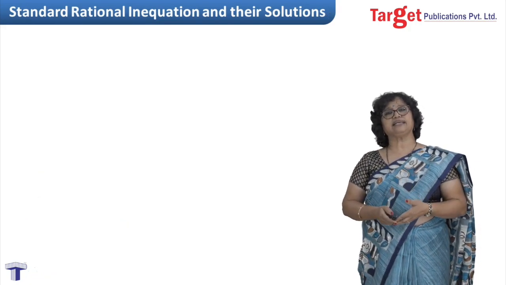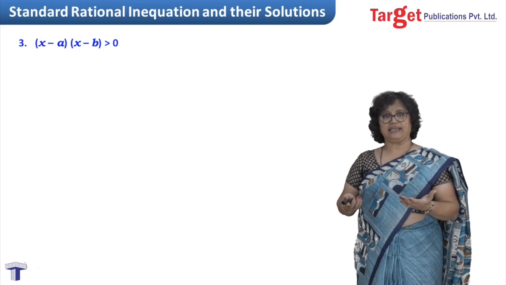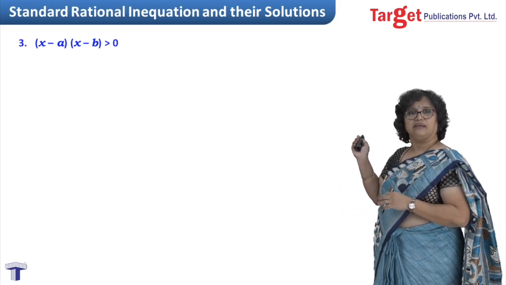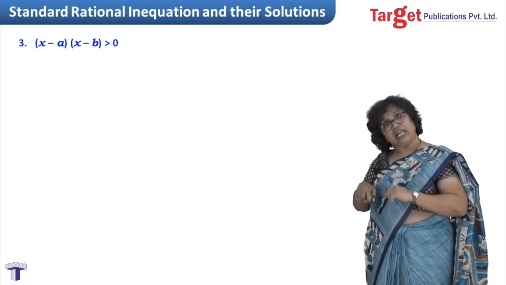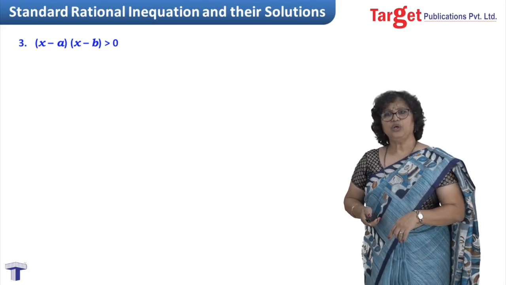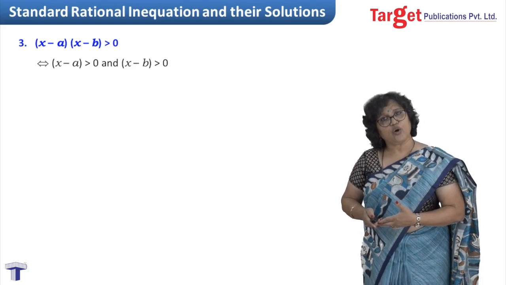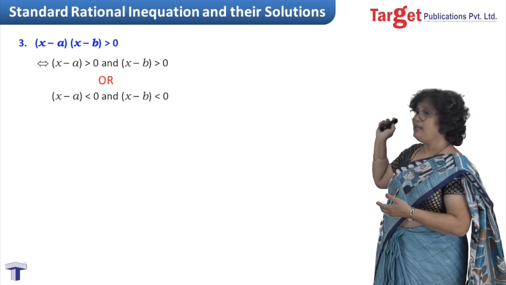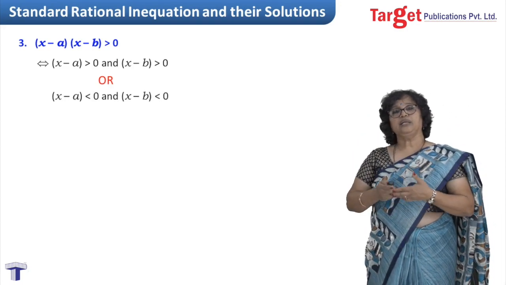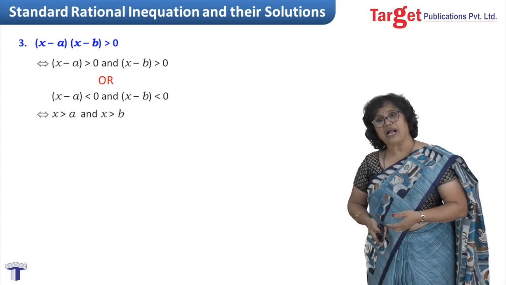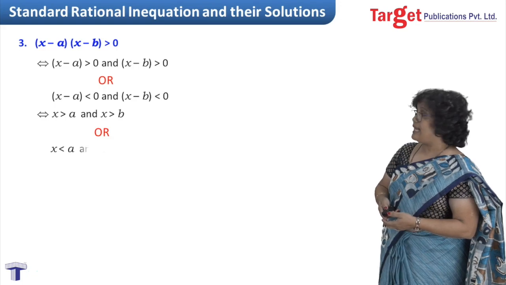Third would be (x minus a)(x minus b) greater than 0, as expected. Exactly on similar lines, I will start. If one factor is less than 0, then the other one will also have to be less than 0, or both are greater than 0. So x minus a greater than 0 and x minus b greater than 0, or x minus a less than 0 and x minus b also less than 0. Now this leads to x greater than a and x greater than b, and the second part would be x less than a and x less than b.